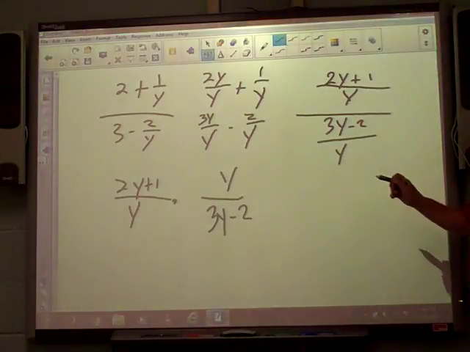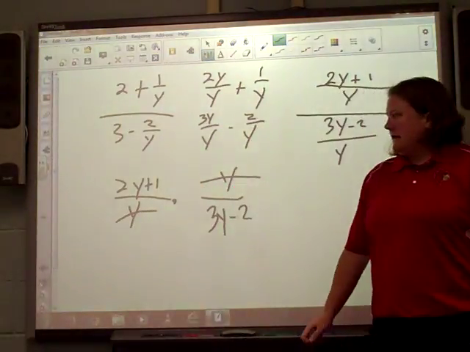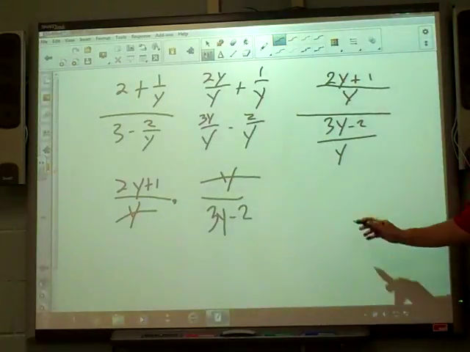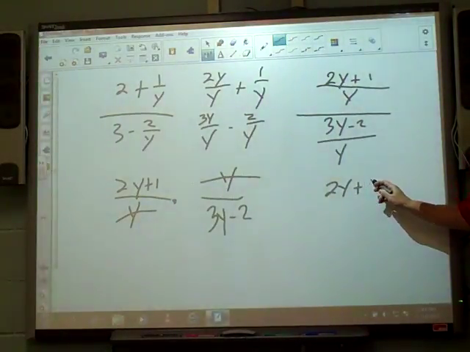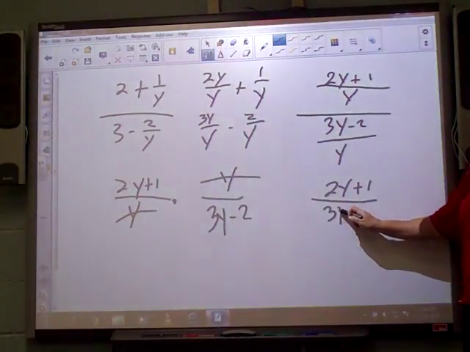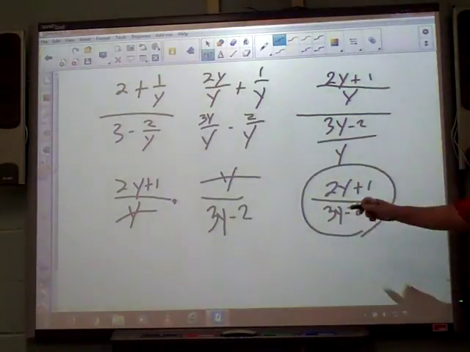But right now, I can go ahead and reduce by taking those y's out. Then on the numerator, I've just got a 2y plus 1. On the denominator, a 3y minus 2. That's it.